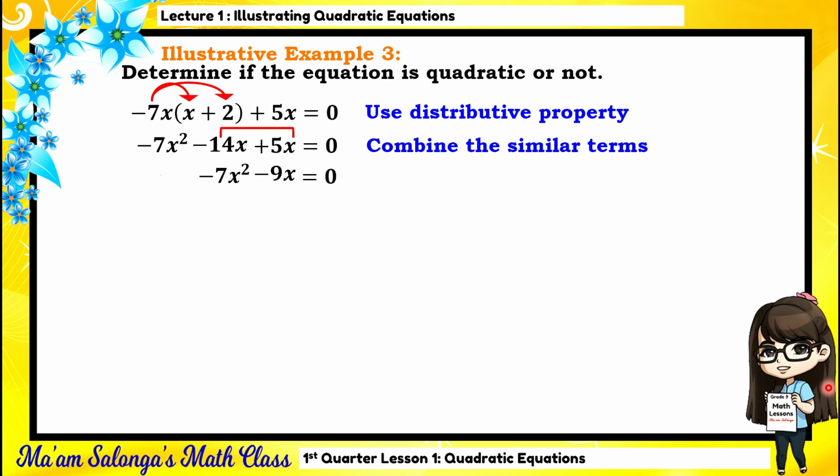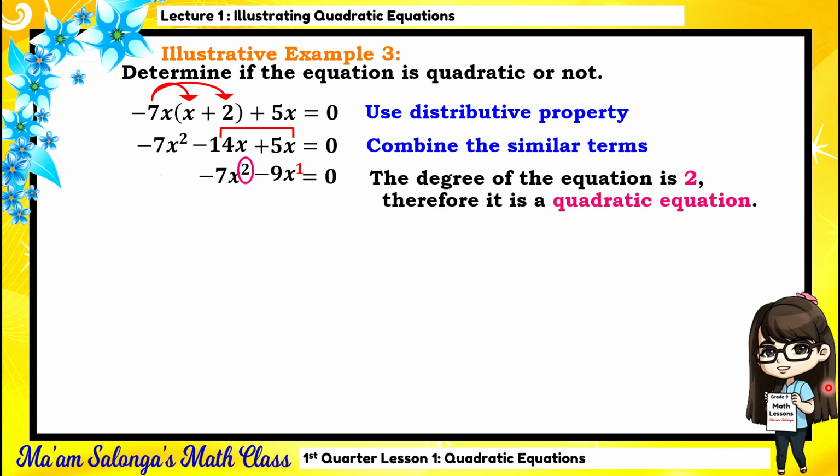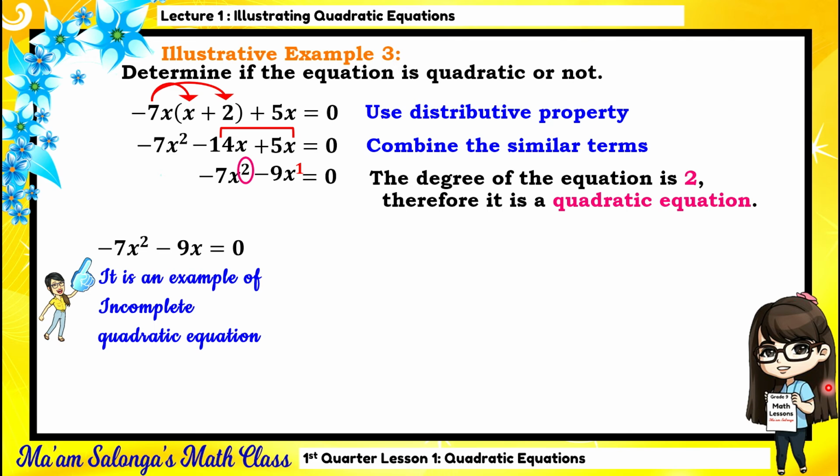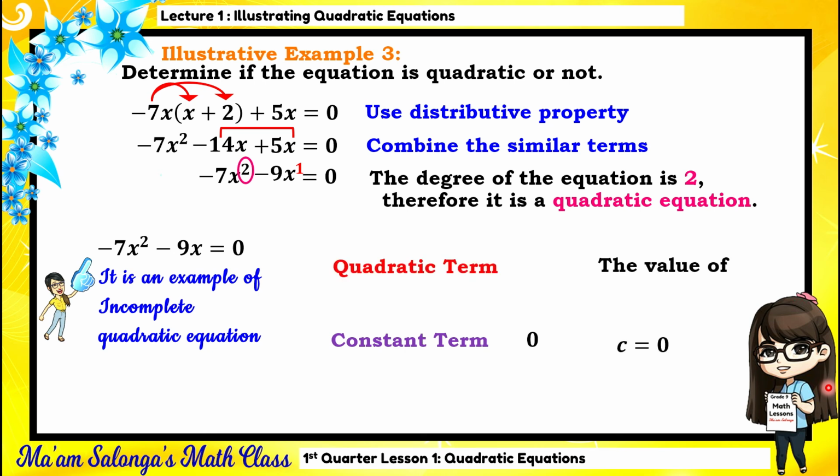Now, inspect the exponents of the terms of the equation. So we have 2, we have 1. Since the degree is 2, therefore, it is a quadratic equation. And this example is considered an incomplete quadratic equation because the constant term is missing. Therefore, the value of c is equal to 0. The quadratic term is negative 7x squared, therefore the value of a is negative 7. The linear term is negative 9x, therefore the value of b is negative 9.